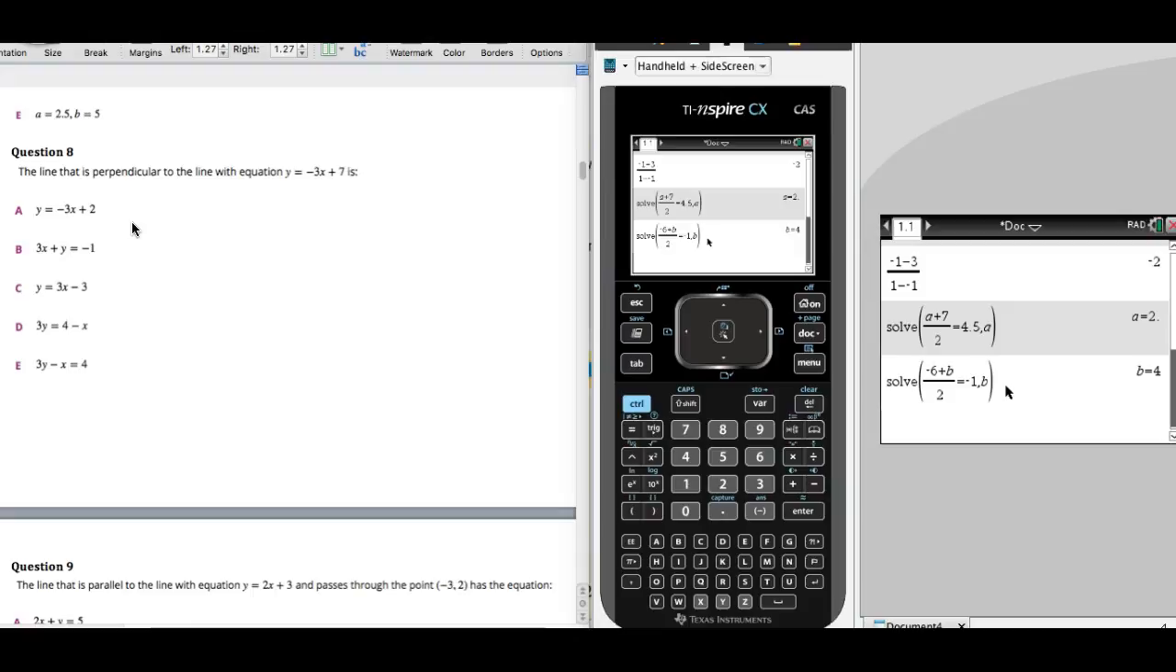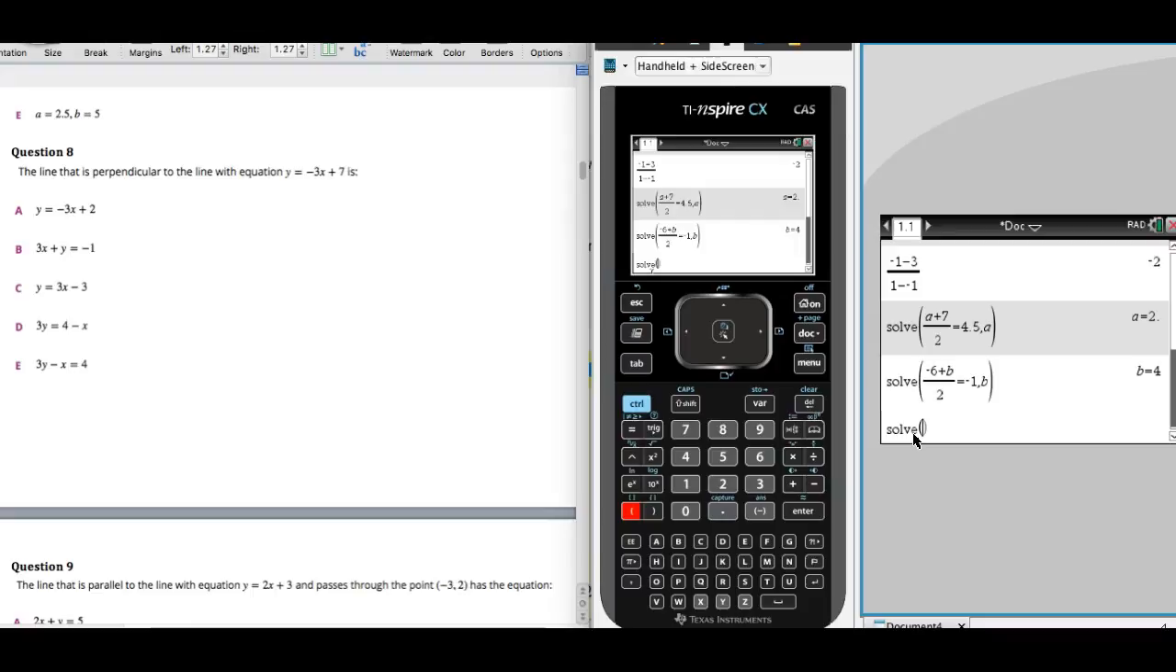Okay. All right, question 8. The line that is perpendicular to the line with the equation y equals -3x plus 7. Okay, I can look at that straight away and know that the gradient of the other line is 1/3. But remember, this is only if you've watched the video, and I can see how many people are watching them, and it's not the whole class. So if you haven't seen the parallel and perpendicular lines, you should really do that first before you try to do this.